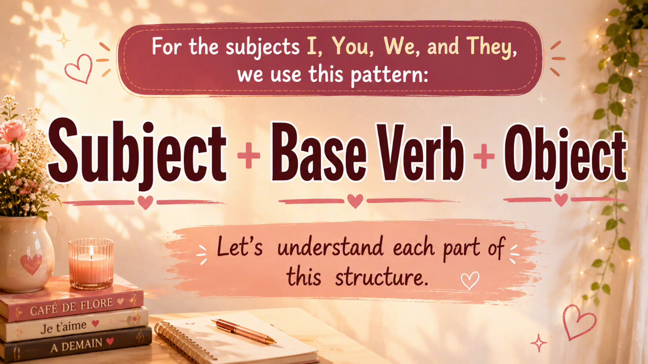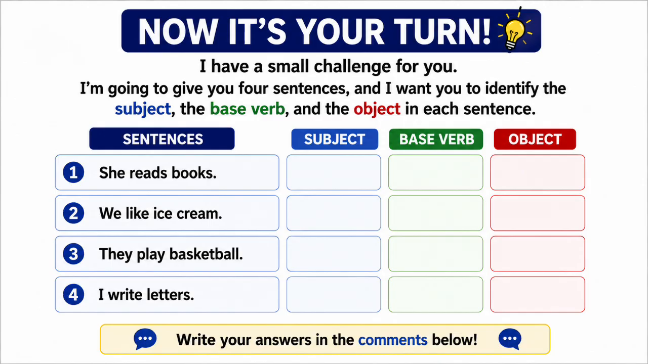Now, it's your turn. I have a small challenge for you. I'm going to give you 4 sentences and I want you to identify the subject, the base verb, and the object in each sentence. So my friends, write your answers in the comments below. Let's begin. Sentence number 1. I play football. Can you tell me which word is the subject, which word is the base verb, and which word is the object?